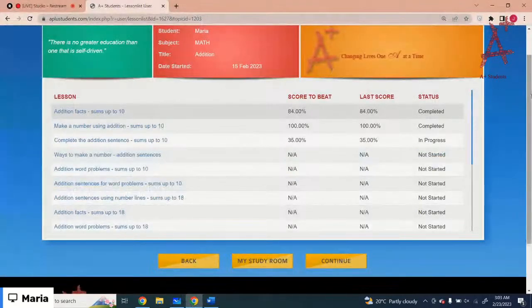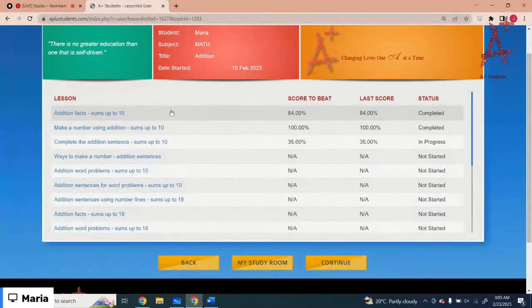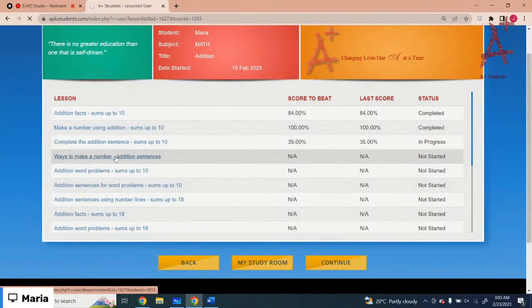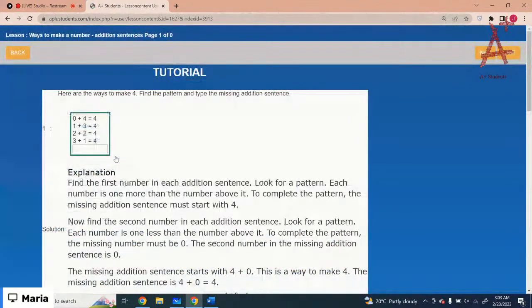Here I'm on grade 1 maths. The chapter is addition. I'm going to start with the first lesson, that is ways to make a number, addition sentences. Please make sure you have your notebook and pencil so that you can note down the important examples and definitions as well.